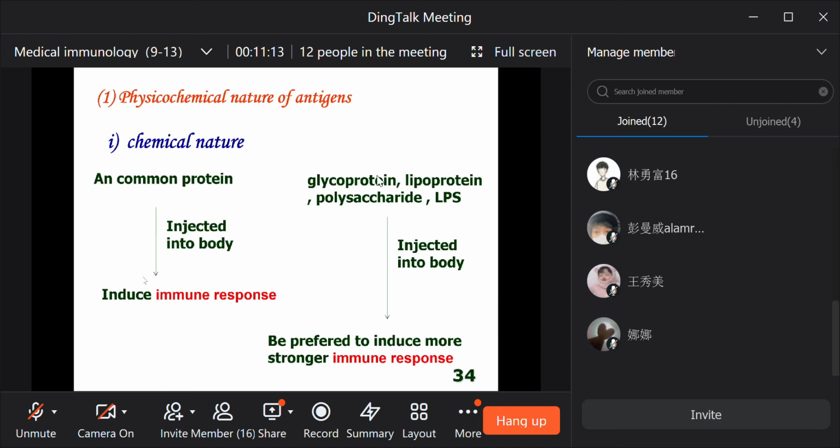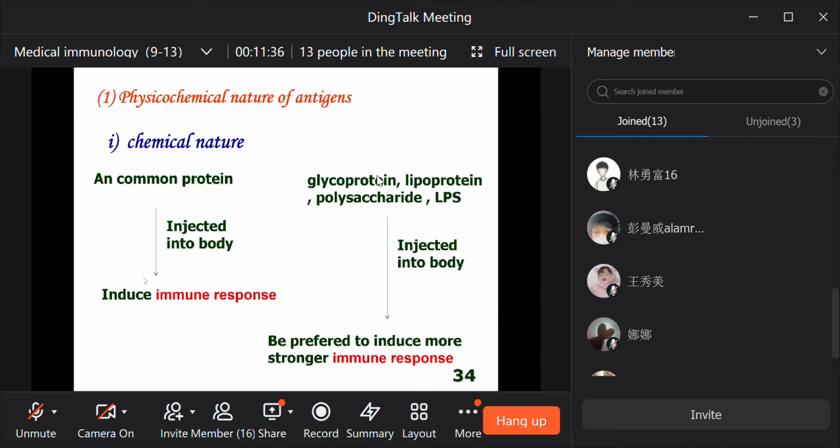A common protein, besides the structure of protein, it has another link such as the nipple or the polysaccharide, saccharide.